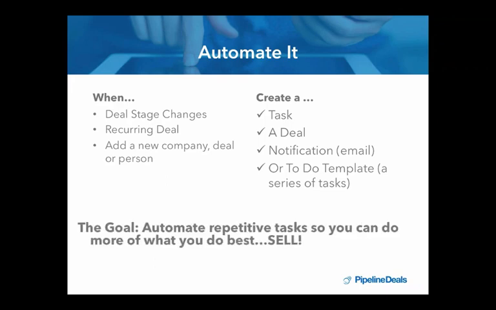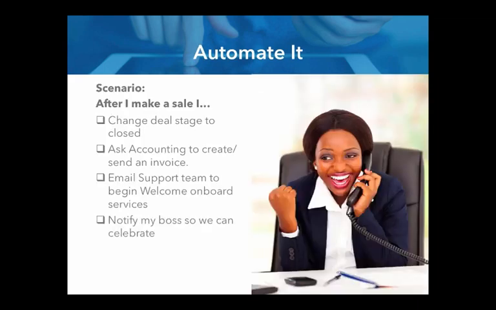And the goal, of course, is to help automate some of these repetitive tasks so you can get back to selling, which is what you do best. As you're thinking through a few scenarios that would be good candidates, think about, after I make a sale, what are some things that need to happen? You need to change the deal stage to closed. You might need to get in touch with your accounting department so they can send out an invoice, or you might need to alert your customer support or customer success team so they can take over with their onboarding services and continue to nurture the client from there. Another, my favorite, is notifying your boss so you can celebrate that win.